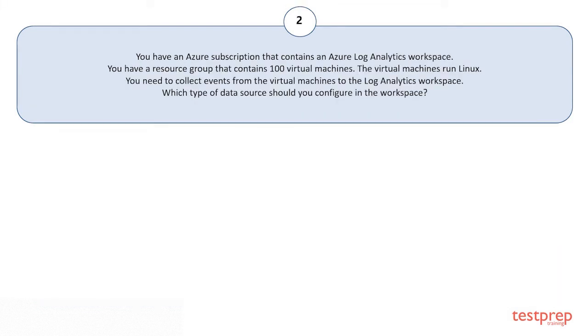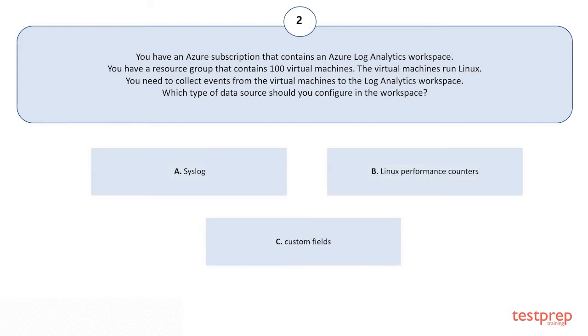You have an Azure subscription that contains an Azure Log Analytics workspace. You have a resource group that contains 100 virtual machines. The virtual machines run Linux. You need to collect events from the virtual machines to the Log Analytics workspace. Which type of data source should you configure in the workspace? Your options are: A. Syslog, B. Linux performance counters, C. Custom fields. The correct answer is option A.